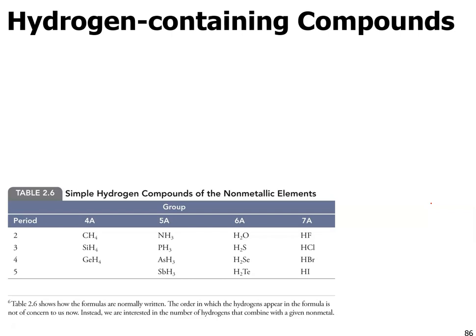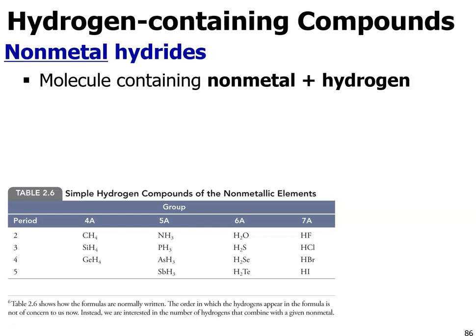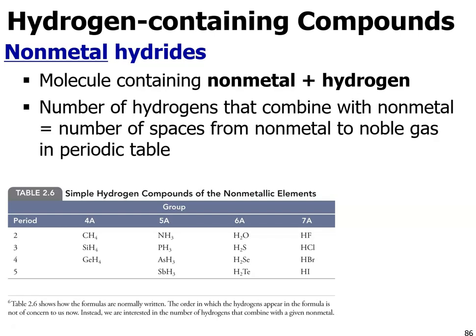And this is why we don't say carbon trihydride or something like that, or hydrogen trihydrogen chloride. We don't do that because there's a systematic way, a regular organization of how many hydrogens would be on there. So we don't write out those formulas telling us how many we have. For molecules containing nonmetals and hydrogen, we just take the number of hydrogens that combine with the nonmetal versus the number of spaces from the noble gases.